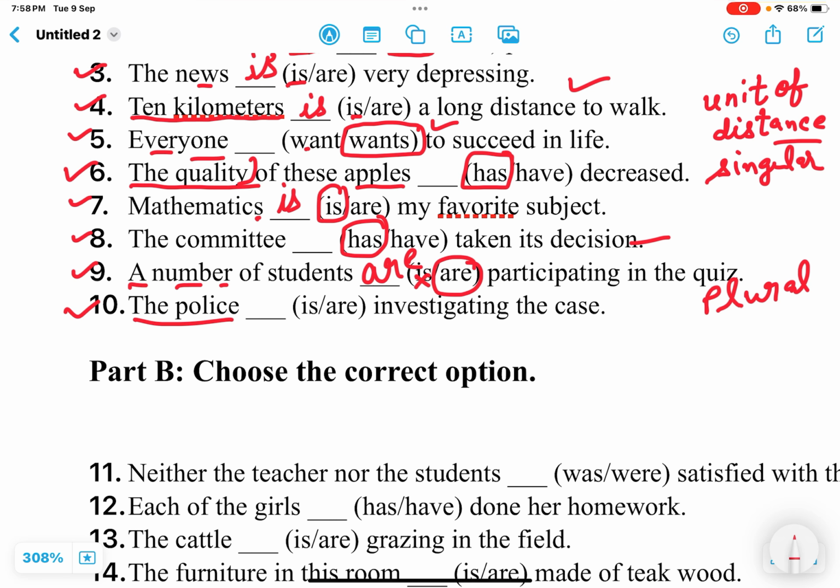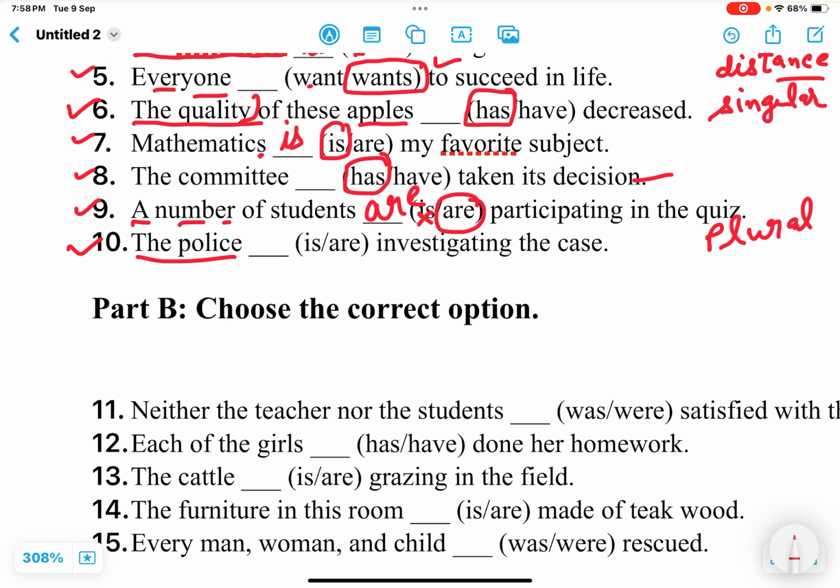See the next one, the police. Here in police, no s is there, right? We would think that police is singular, but police refers to a group of policemen, right? So here it is not singular but plural. Police is always plural. So the police are investigating the case. So we need to choose a plural verb here.